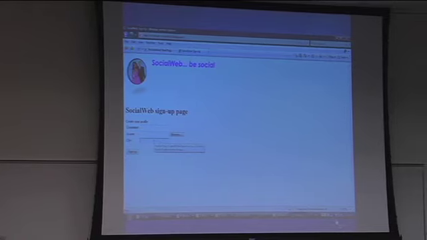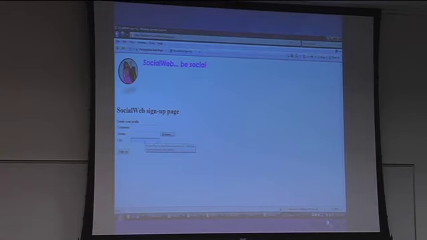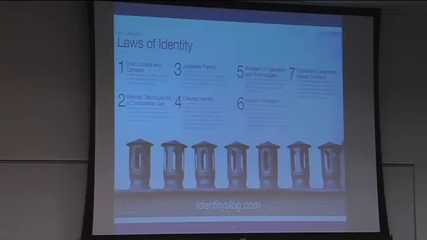I think it's a very, very important idea. Absolutely crucial. So I've written about this in what's called the laws of identity.